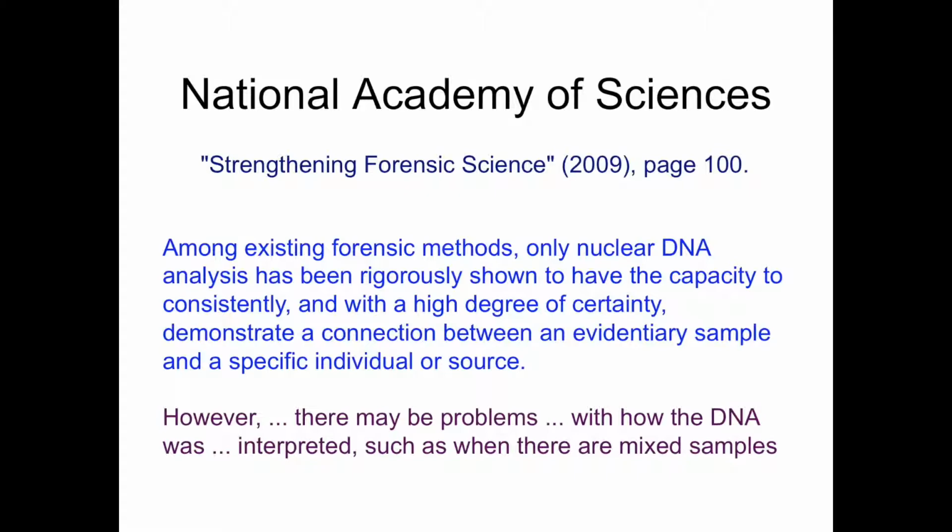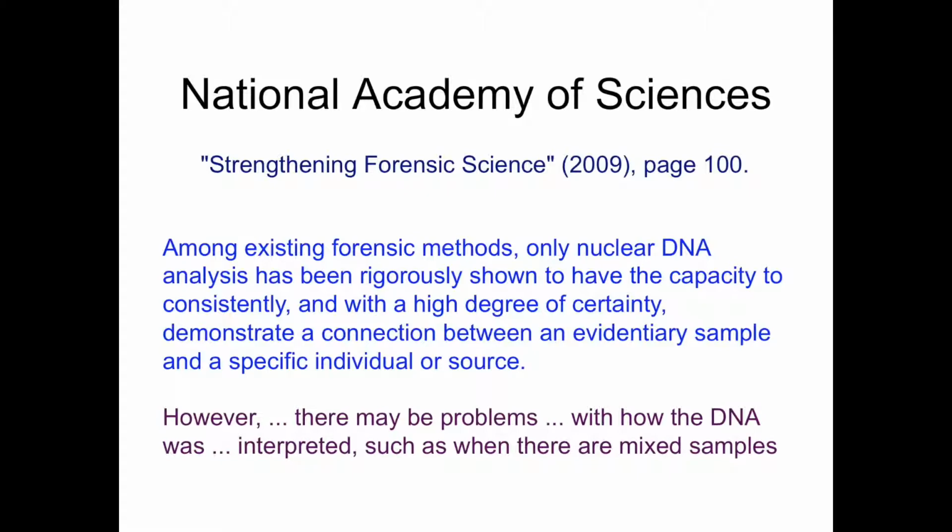One of the comments they make is about DNA, and I'll read this: among existing forensic methods, only nuclear DNA analysis has been rigorously shown to have the capacity to consistently and with a high degree of certainty demonstrate a connection between an evidentiary sample and a specific individual or source. That's all true, but then there's a little caveat at the bottom that reads, however, there may be problems with how the DNA was interpreted, such as when there are mixed samples.